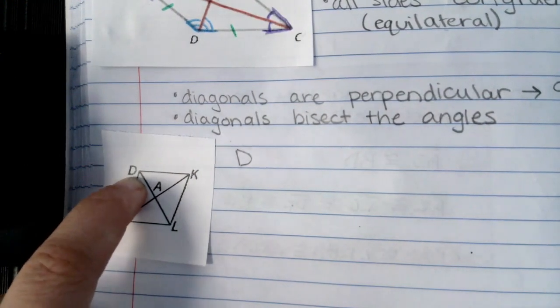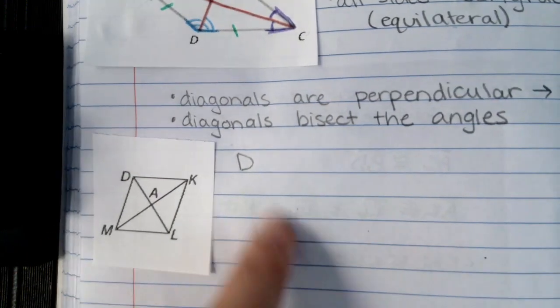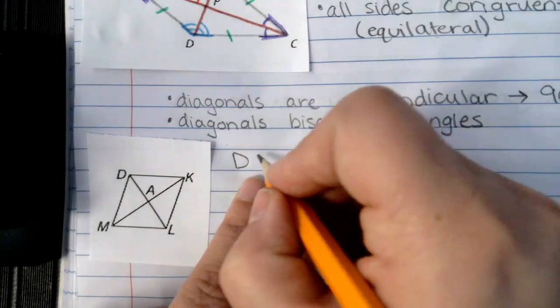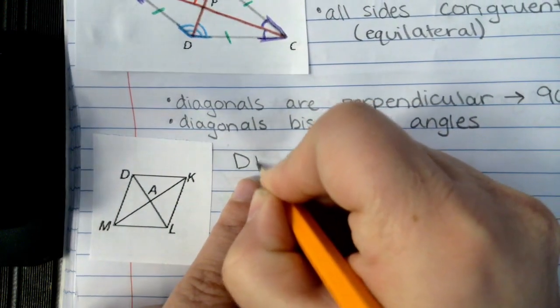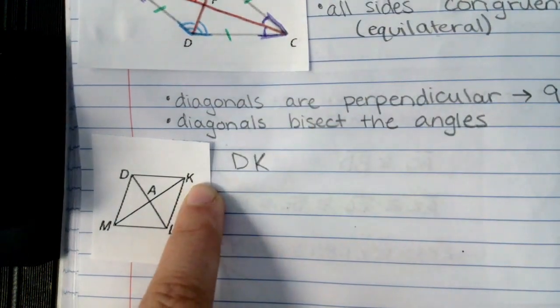Now at K, we only have 1 option. What's the next letter that has to go next? L. And then what's our last letter? M. So DKLM is a rhombus.